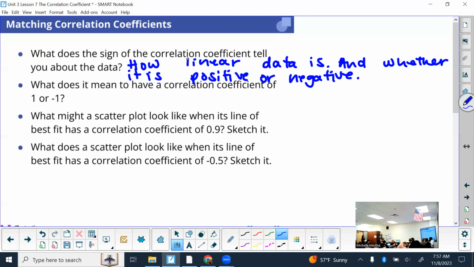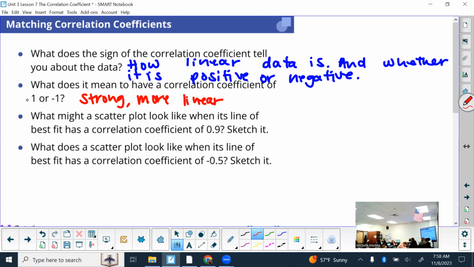So then table 6, what does it mean to have a correlation coefficient of 1 or -1? Good, correlation is strong. More linear, more of a straight line, if you still don't know what linear means. Specifically if it's the positive one, it's also positive. Specifically if it's the negative one, it's also negative, but strong for sure.